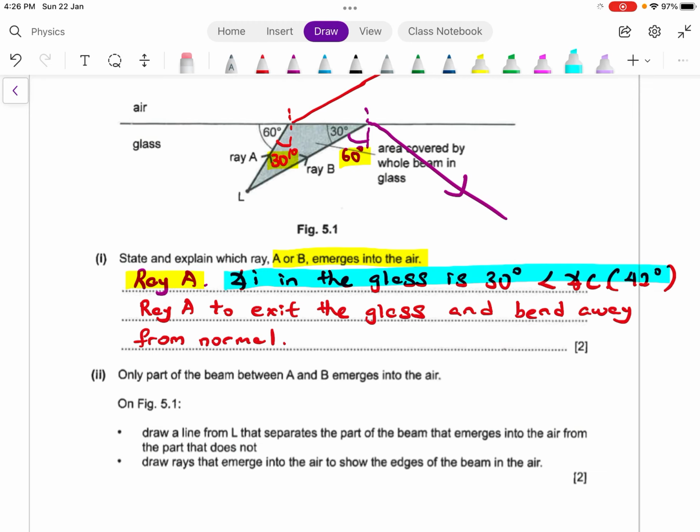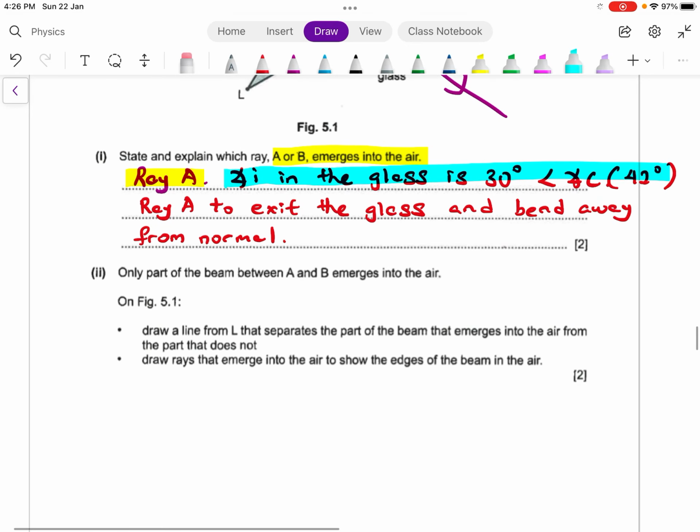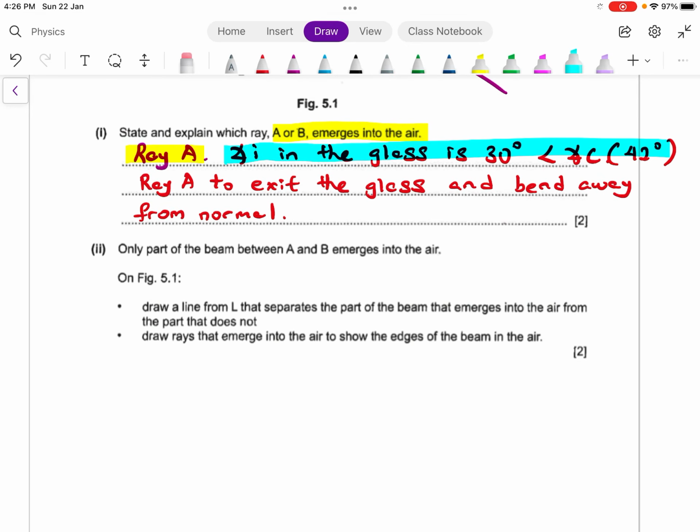Alright. Okay, so part 2 is another very weird question. Part 2: only part of the beam between A and B emerges into the air. So on figure 5.1, bullet point 1, draw a line from L that separates the part of the beam that emerges into air from the part that does not. When I first looked at this question, I didn't understand what they wanted. So of course, I skipped the question first, then I came back. And finally, I understood what they wanted.